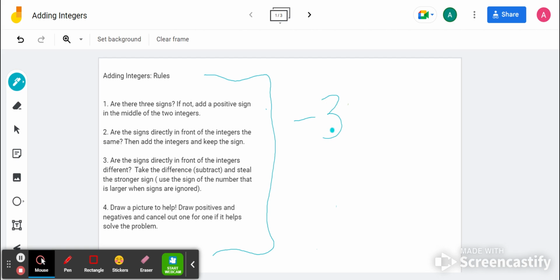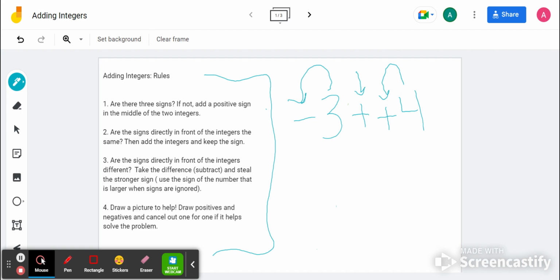If we have a problem like -3 plus +4, we need to look at our rules. Rule number 1, are there three signs? You always want to check and see if there are three signs present. Here we have the middle sign being addition, so we know we need to use these rules. The sign in front of the 3 is a negative sign, and the sign in front of the 4 is a positive sign, so I do have three signs.